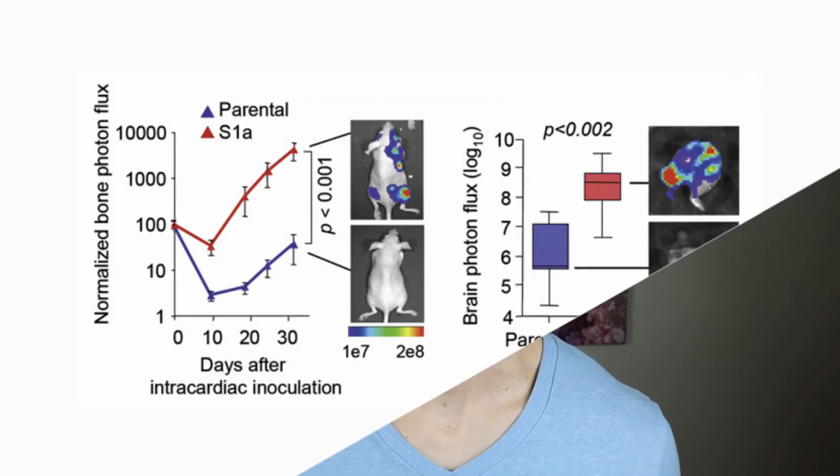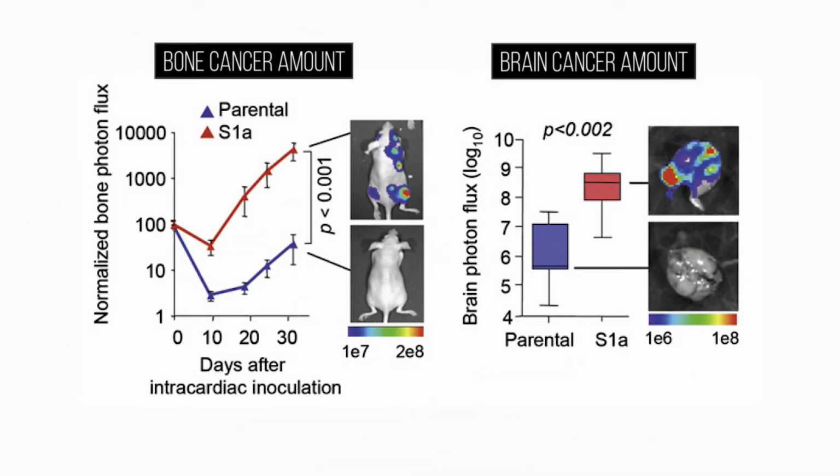And then for G and H, they're taking these S1 cells, which again they've isolated from the tumors from before, and they're re-injecting them into mice, and then they're seeing how metastatic these cells are compared to low metastatic cancer cells, so the parental cells.